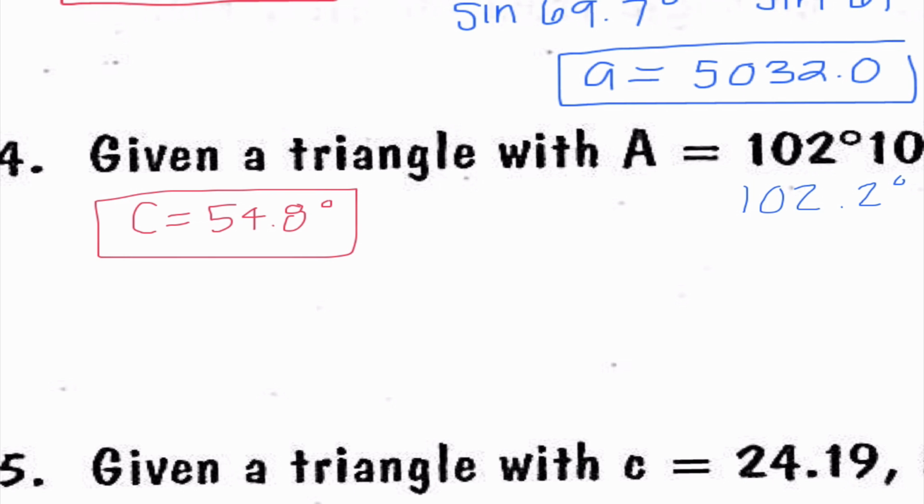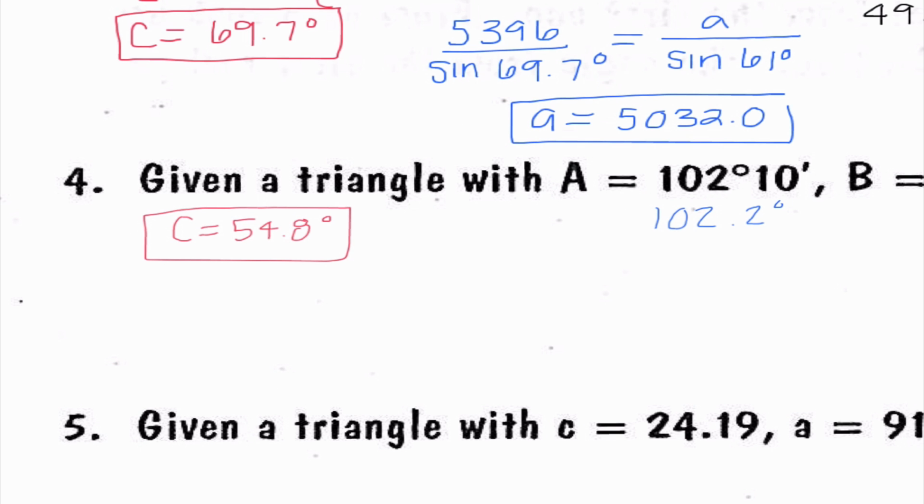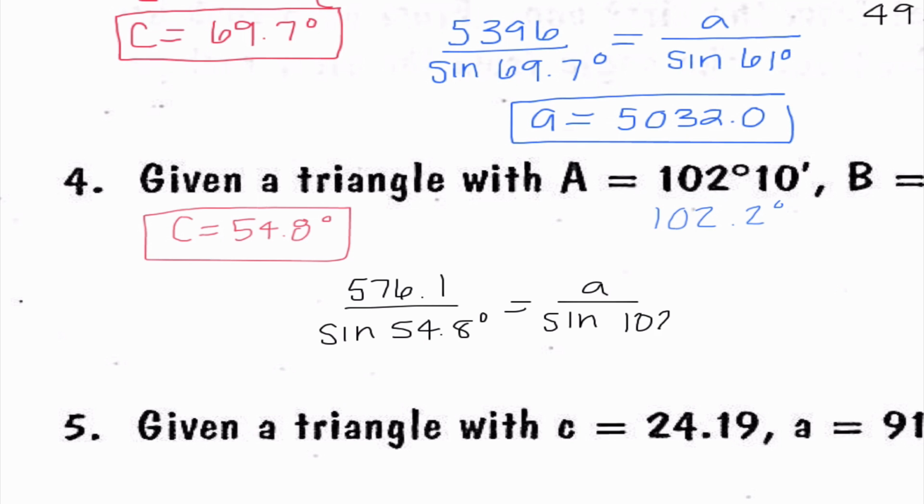So now I'm going to go ahead and use law of sines. So I'm going to say 576.1 over the sine of 54.8 degrees equals A over the sine of 102.2 degrees. So once again, I'm going to cross multiply and divide, and I get that side A is 689.1.